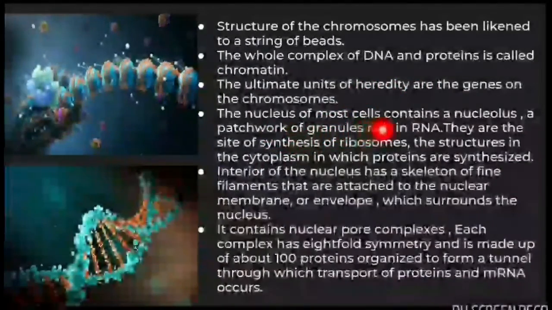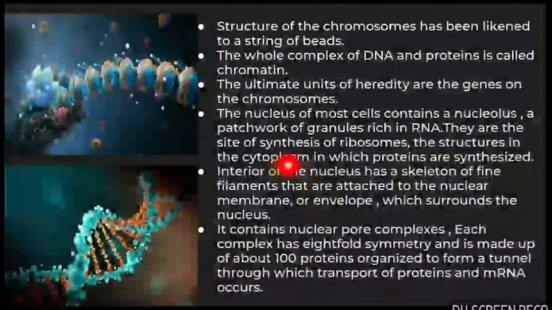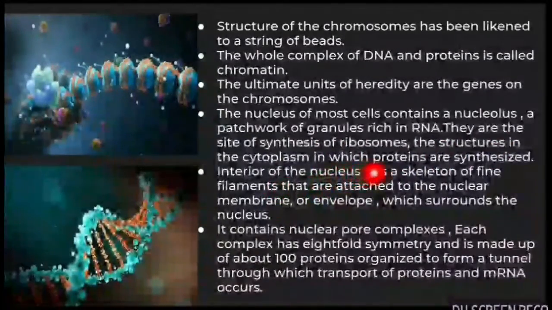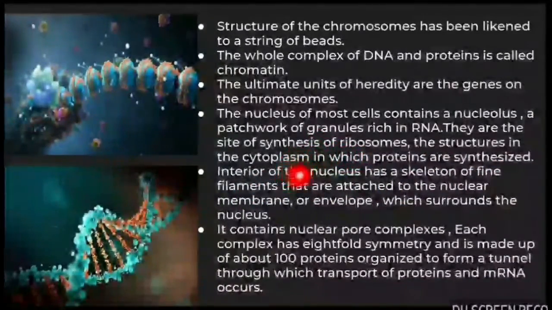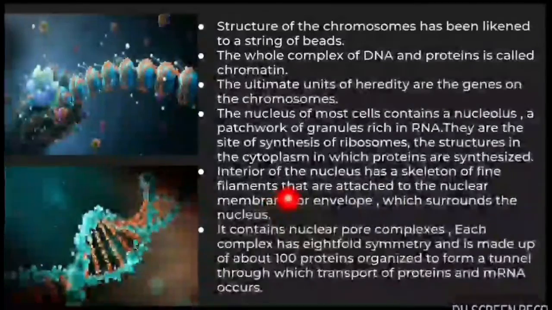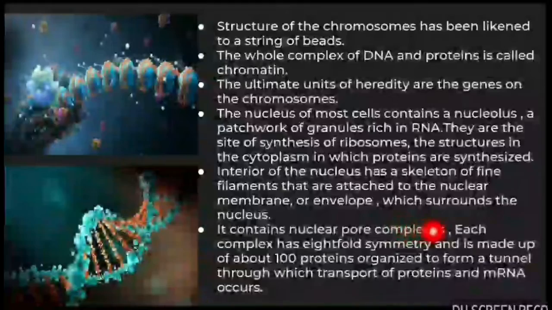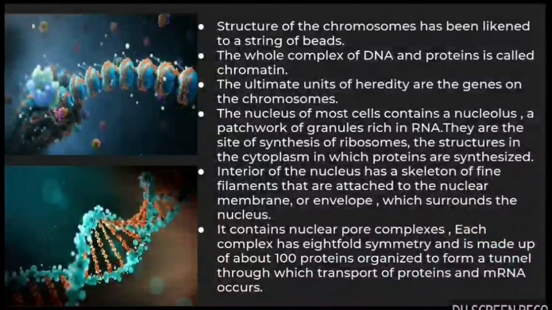The nucleus of most cells contains a nucleolus, a patchwork of granules rich in RNA. They are a site of synthesis of ribosomes, the structures in the cytoplasm in which proteins are synthesized. The interior of the nucleus has a skeleton of fine filaments that are attached to the nuclear membrane or envelope, which surrounds the nucleus. It contains a nuclear pore complex. Each complex has 8-fold symmetry and is made up of about 100 proteins organized to form a tunnel through which transport of protein and mRNA occurs.